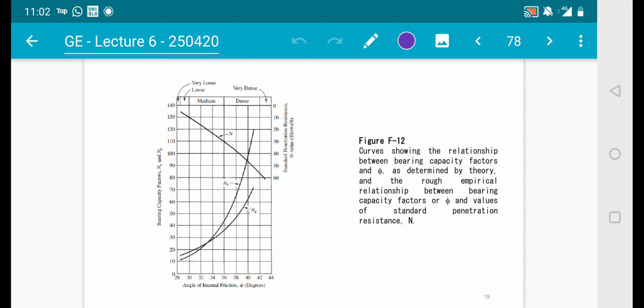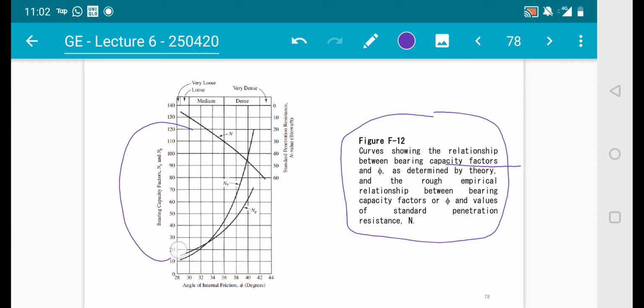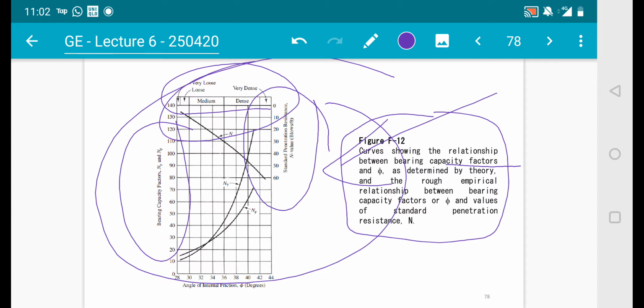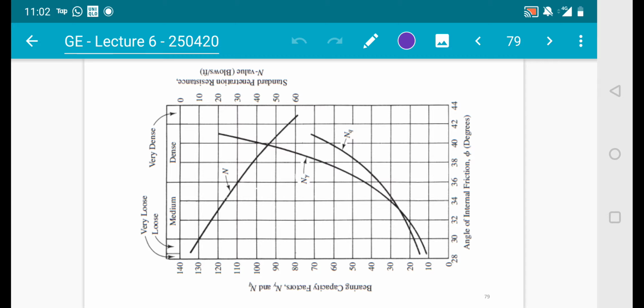Okay, the next established chart is Figure F12. This figure shows the curve relationship of bearing capacity factors on the y-axis, and the x-axis shows the type of soil, from very loose, medium, to very dense, and it also corresponds to the NSPT value from 0 up to 60. All of these established figures are important in making decisions in geotechnical interpretation. Okay, so this is a zoom of the previous figure.